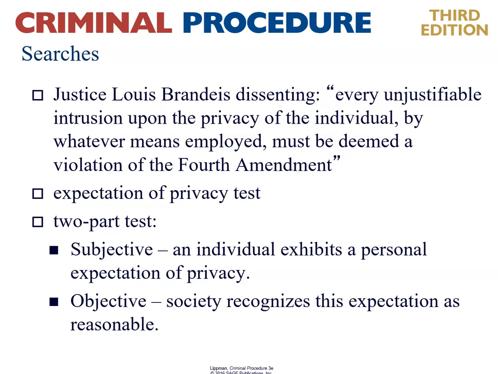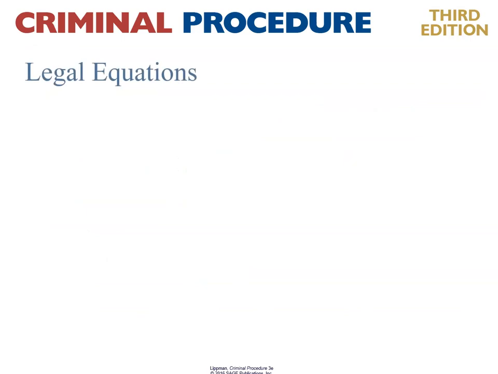So this is where the two-part test comes into play. And Justice John Marshall Harlan, in his concurring opinion in the Katz case, helped establish this two-part test for a Fourth Amendment expectation of privacy. And it's been followed by the Supreme Court ever since. And you can find a little more on the Katz case on page 53 in your textbook.